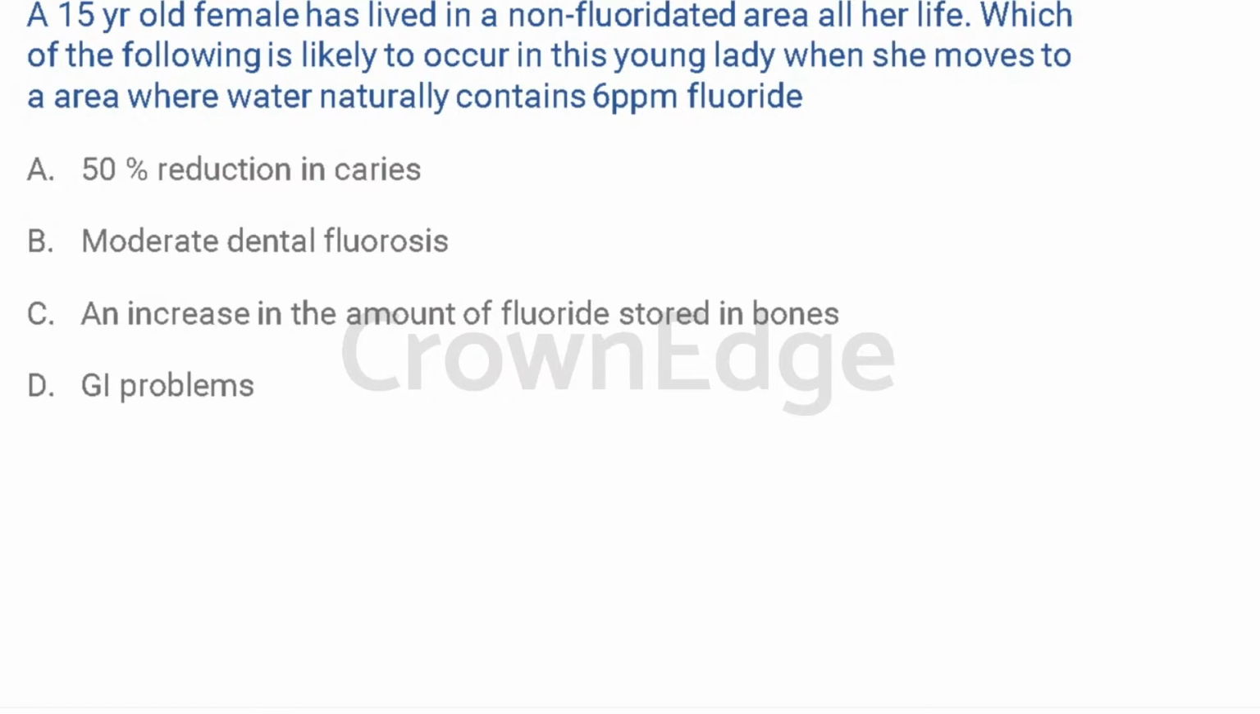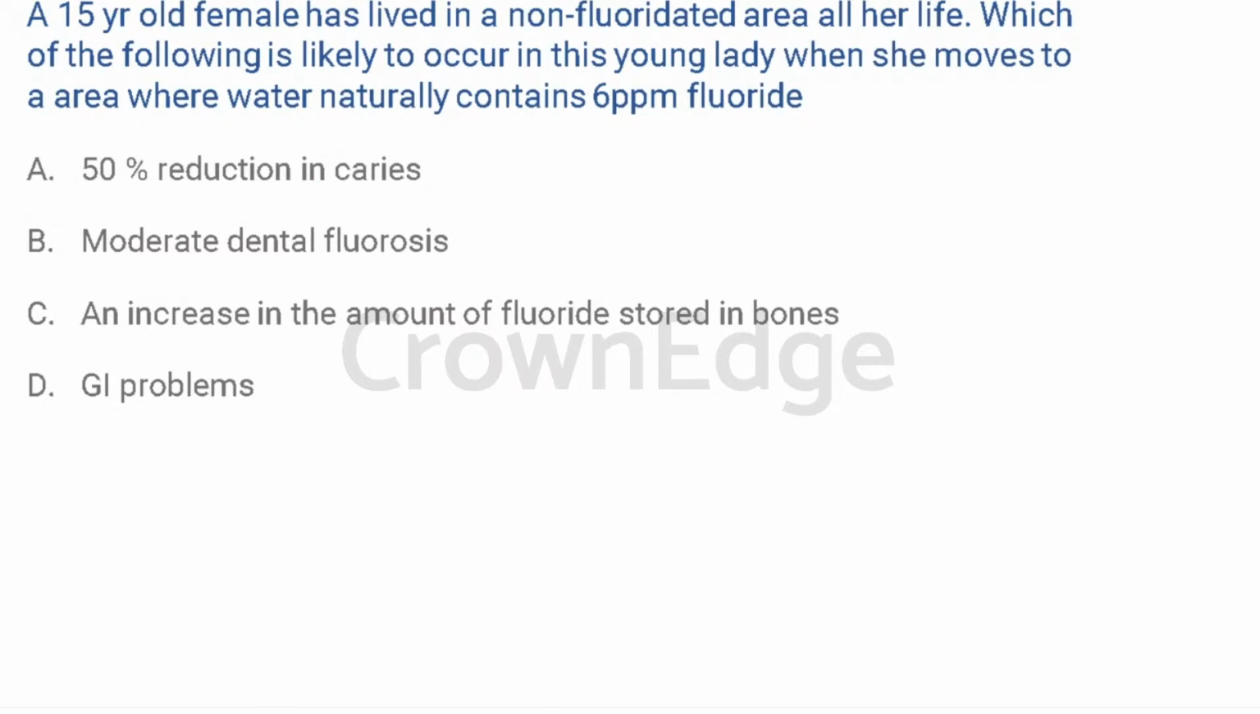And also option B, mild level of dental fluorosis. Again, it cannot happen because by the age of 15, all the dentition is in place, and they have gone through post-eruptive enamel calcification, again with an exception of the third molars. So you cannot see mild dental fluorosis.